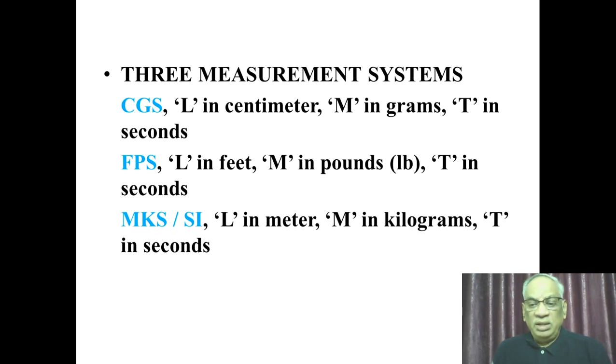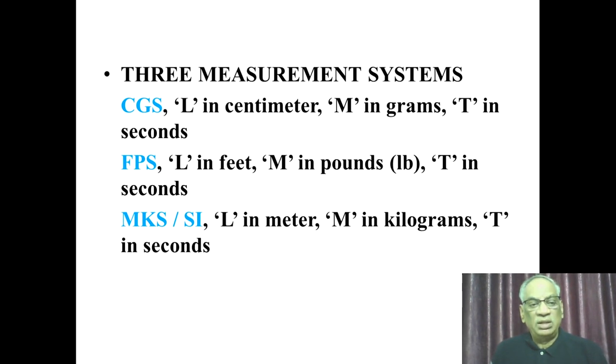And there are three systems of measurement, that means units. Units are centimeters, grams, and seconds in the CGS system, the old one. Length is measured in centimeters, mass in grams, and time in seconds. And the British system, FPS, the foot-pound-second system: length is measured in feet, mass in pounds, and time in seconds.